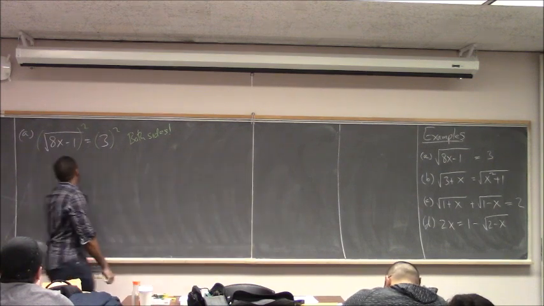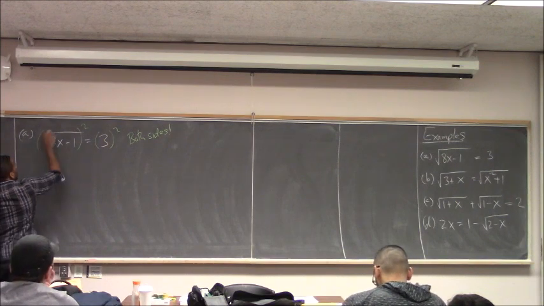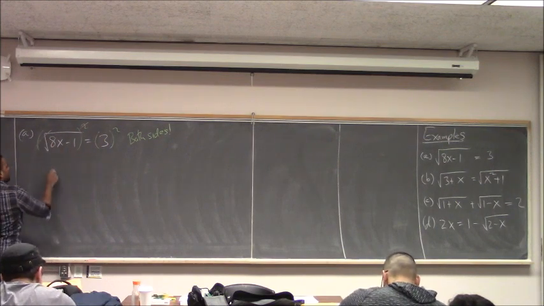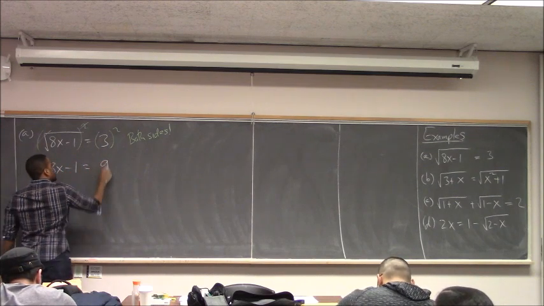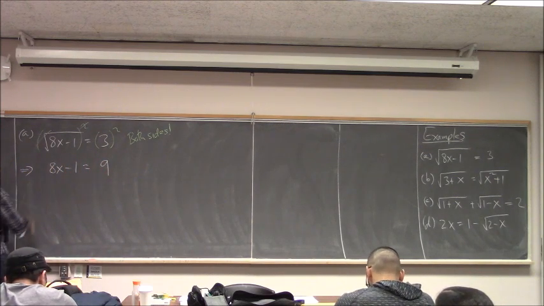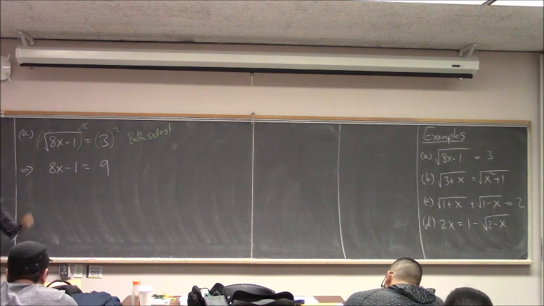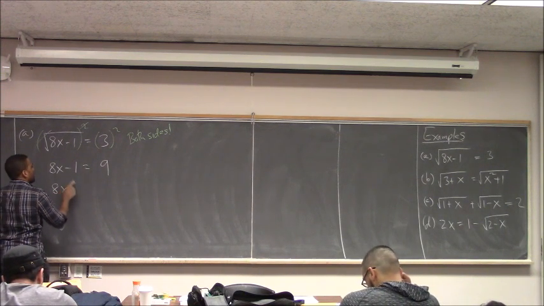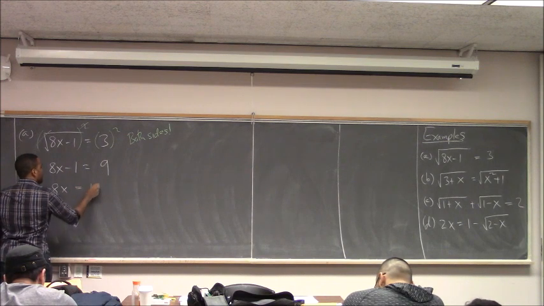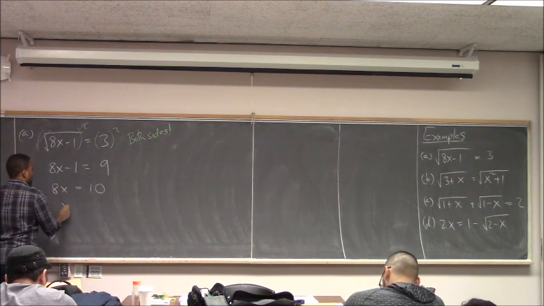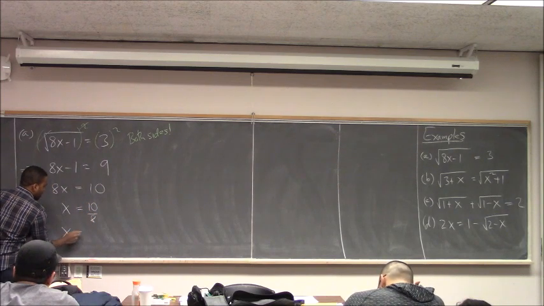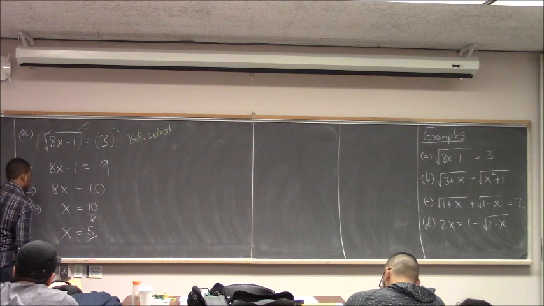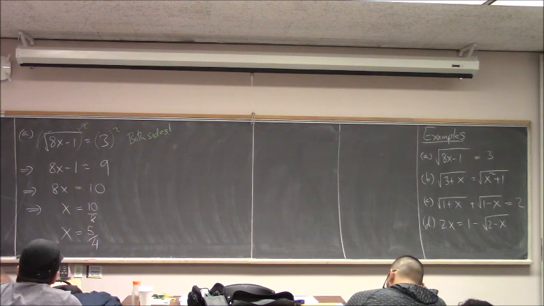It's very important. So squaring both sides, we get just 8x minus 1 equals 9. Now you'll realize that's just a linear equation. We know how to deal with those. Move the 1 over, that will become 10. And then divide both sides by 8. So this becomes 5 over 4. Now, do not assume that is the solution.